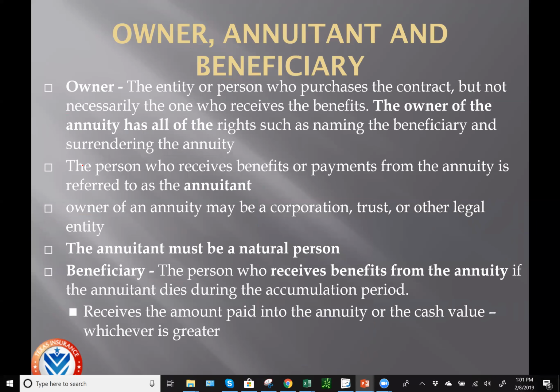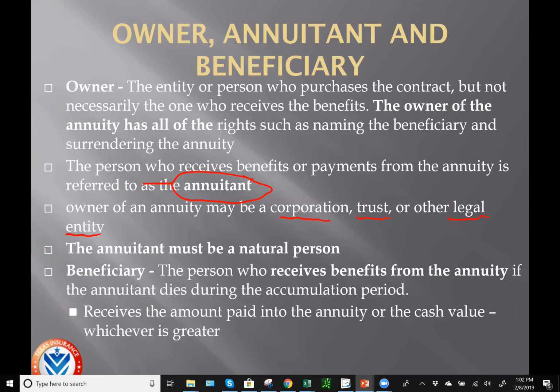The owner of an annuity names the beneficiary and they can surrender the annuity. Now, the owner is the one that purchases it, or the entity that purchases it, but not necessarily the one that receives the benefits, because the owner of an annuity could be a corporation, a trust, or any other legal entity.